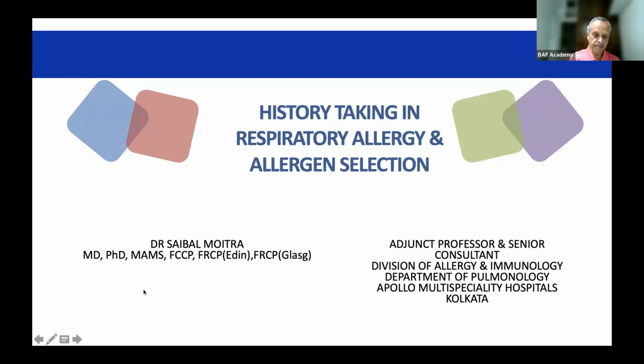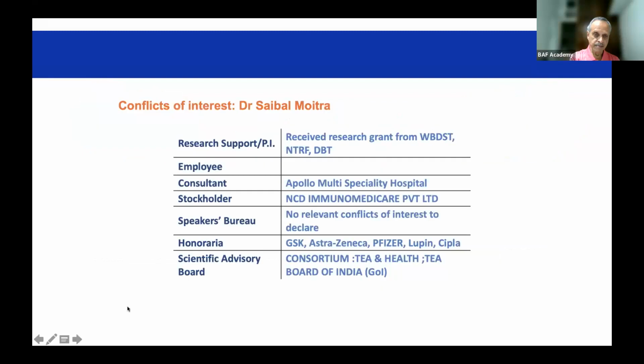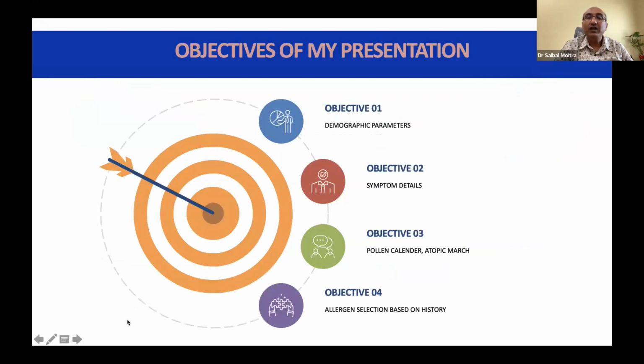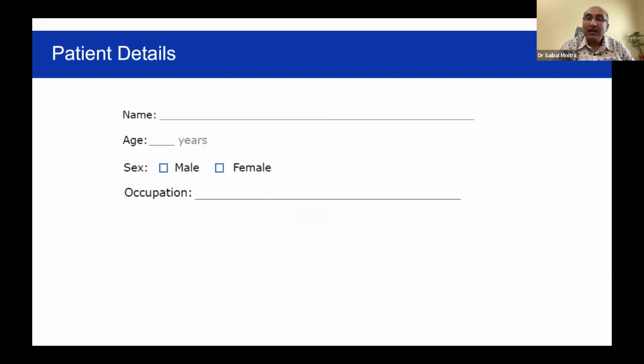So that is what my talk will be about. These are my disclosures. The objectives: we'll talk in short about the demographic parameters we need to focus on in the history, how we should detail the symptoms, and a very brief talk about pollen calendars and how to use them while selecting the allergen panel. At the same time, we should have knowledge about the atopic march. And on the basis of everything, we need to select the allergen panel.